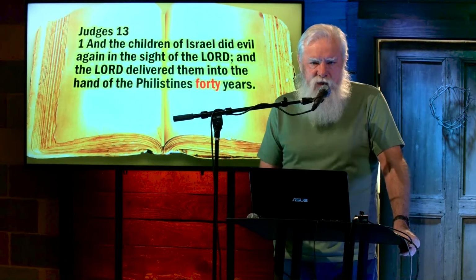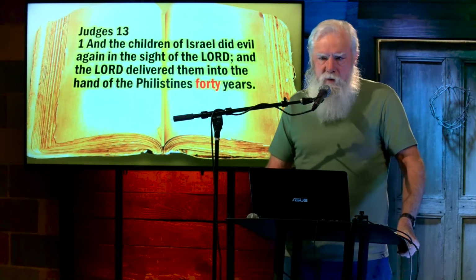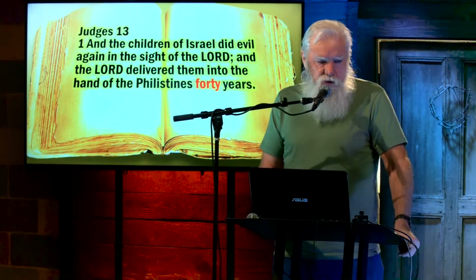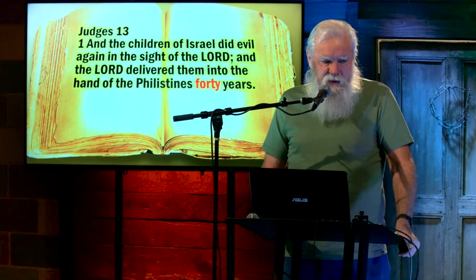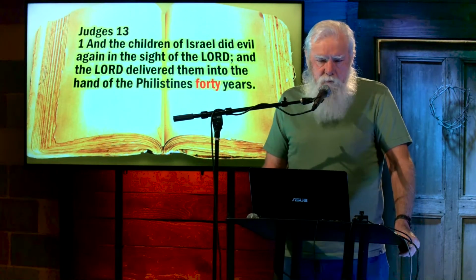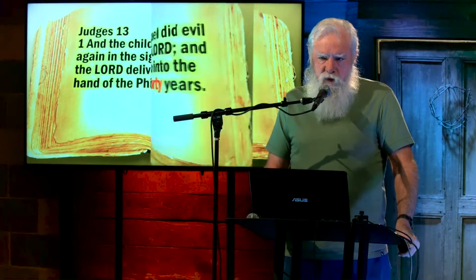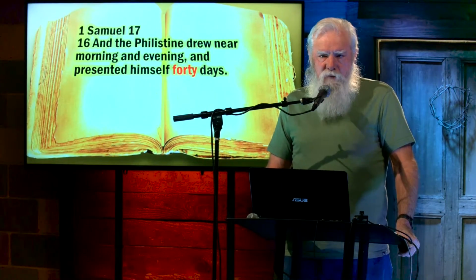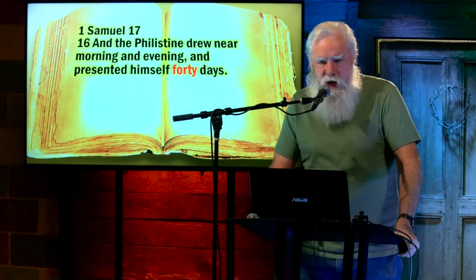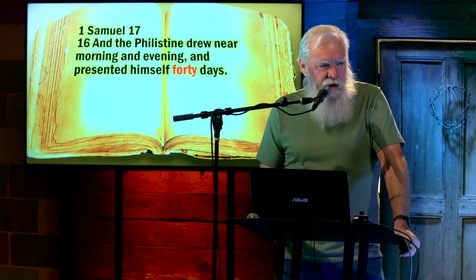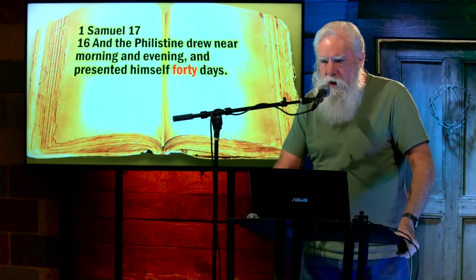And the children of Israel did evil again in the sight of the Lord, and the Lord delivered them into the hand of the Philistines 40 years. Again, a probation period, a period of testing. So for 40 years, they escaped the wrath of the Philistines, but after 40 years, they fell into their hands once again. And the Philistine drew near morning and evening and presented himself 40 days. That's Goliath parading up and down, daring someone to come out and fight him.